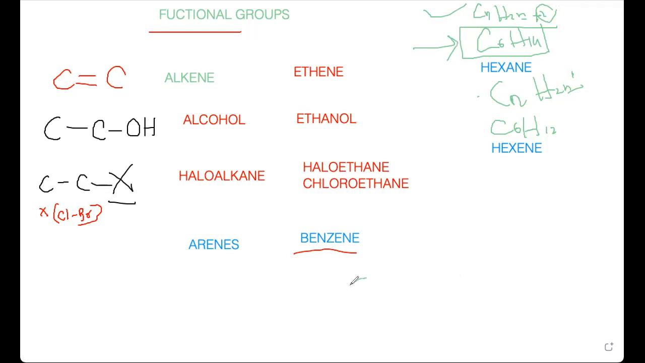Let me show you the structure of hexene. See, 1 carbon, 2nd carbon, 3rd carbon, 4th carbon, 5th carbon, 6th carbon. But this is hexene, so you can make a double bond. Now you have to fill hydrogen. See, 1 hydrogen, 2 hydrogen, 3 hydrogen, 4, 5, 6, 7, wait, 8, 9, 10.